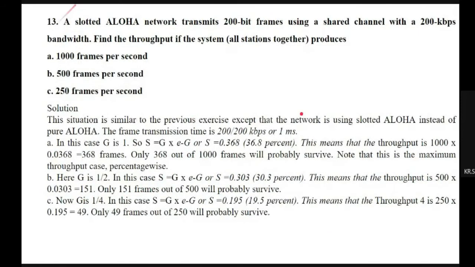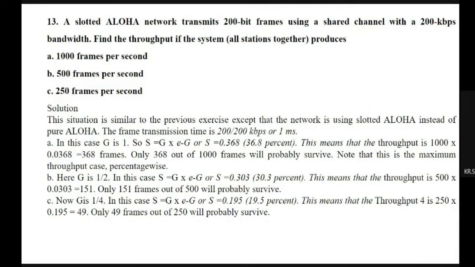Okay. Then the next problem is also the Aloha method. Yes, slotted Aloha. Slotted Aloha means the frames count will be varied. Okay. For the transmission of 200 bit frames using a shared channel, the 200 kbps bandwidth, find the throughput of each system for the different frames. Okay, so the situation is similar to the previous exercise except the network is using slotted Aloha instead of pure Aloha. Actually, there are two different methods for Aloha, the pure Aloha and the slotted Aloha. Slotted Aloha means we can change the frames.